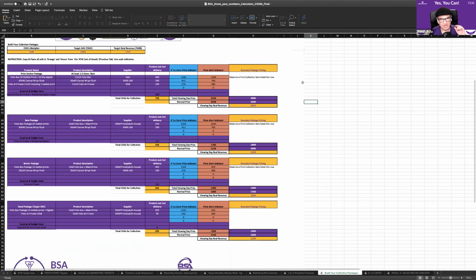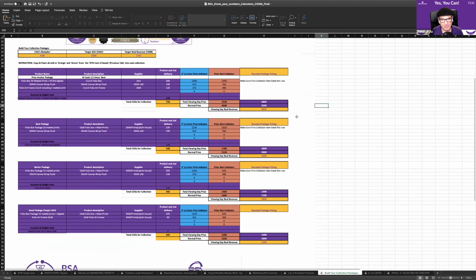Here's another bit of psychology that a lot of people do when they're doing these packages, right? They might show a lot more value here, but this price will be closer to this. Why is that?